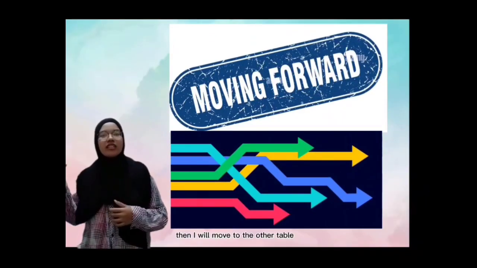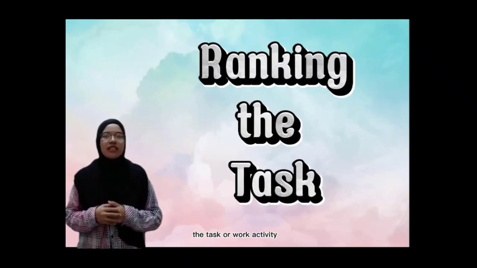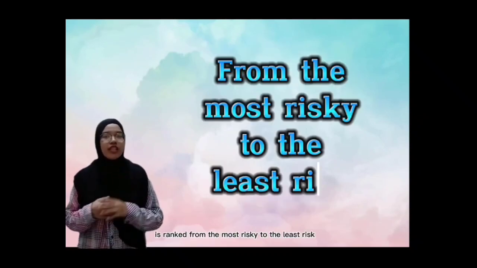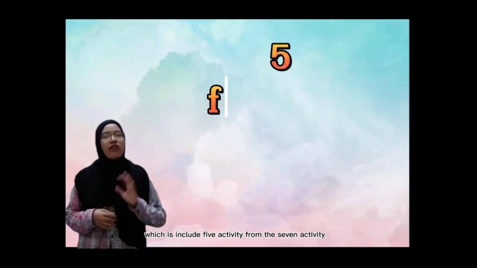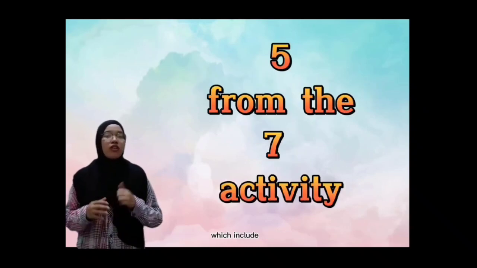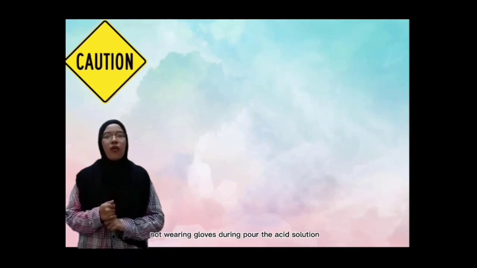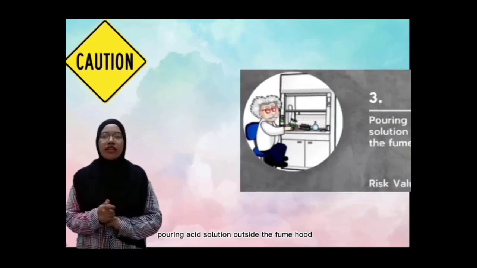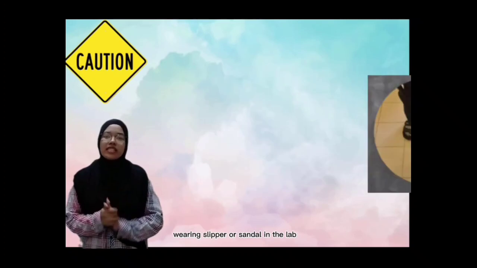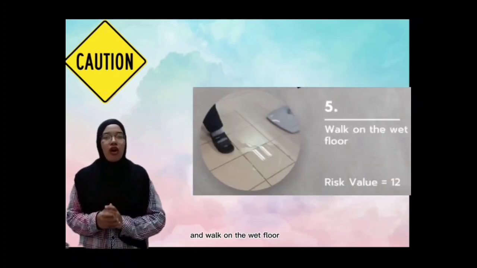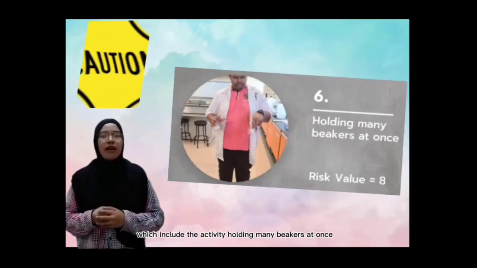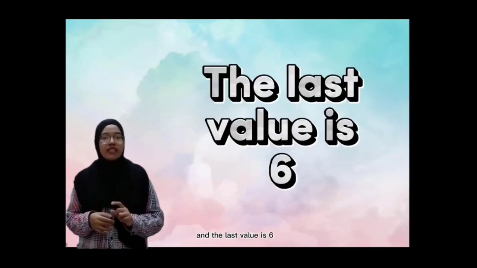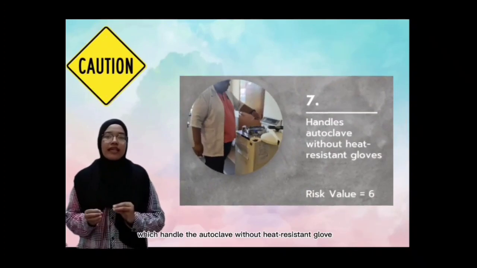Then I will move to the other table, which is ranking the tasks. In this table, the tasks or work activities are ranked from the most risky to the least risky based on the risk value in the Hirarc form. The highest value for all the work activities listed in the table is 12, which includes 5 activities from the 7 activities: not wearing a mask while pouring the acid solution, not wearing gloves while pouring the acid solution, pouring acid solution outside the fume hood, wearing slippers or sandals in the lab, and walking on the wet floor. The second highest value is 8, which is the activity of holding many beakers at once, and the last value is 6, which is handling the autoclave without heat-resistant gloves.